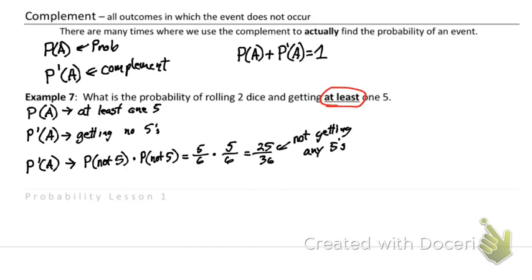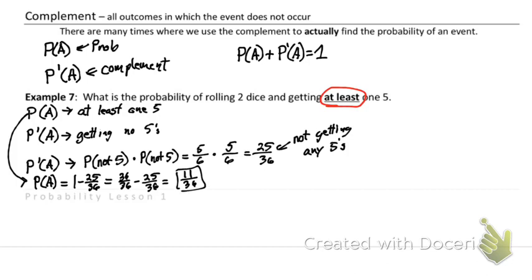To figure out our P of A, that is at least 1 5, what we're going to do is say, okay, that's going to be 1 minus that 25 out of 36, which would be 36 over 36 minus 25 out of 36, which equals 11 out of 36. So the probability of not getting any 5s is 25 out of 36. That means 11 out of 36 times you're getting at least 1 5. And once again, your keyword is at least.